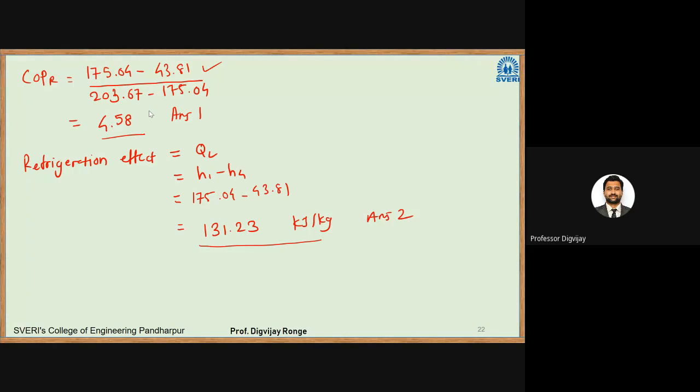This was the end of our numericals in this chapter. Now the remaining theory is what are the factors affecting VCR. Then this chapter will be over. I will give you 5 minutes. You can ask your queries. After that, I will start the remaining theory part.